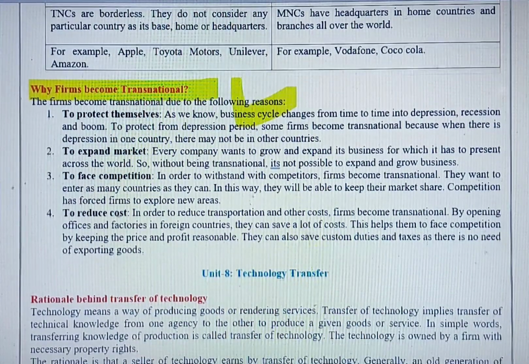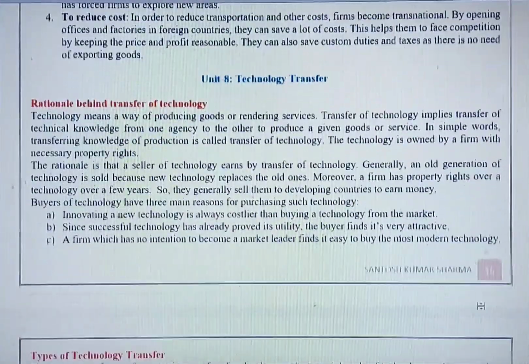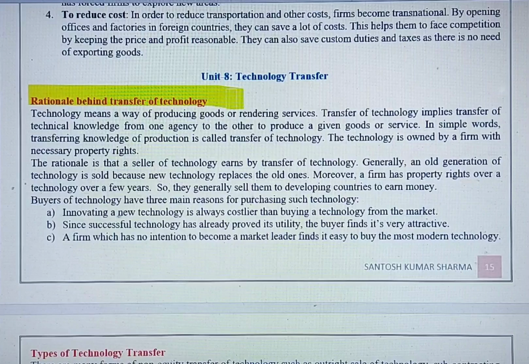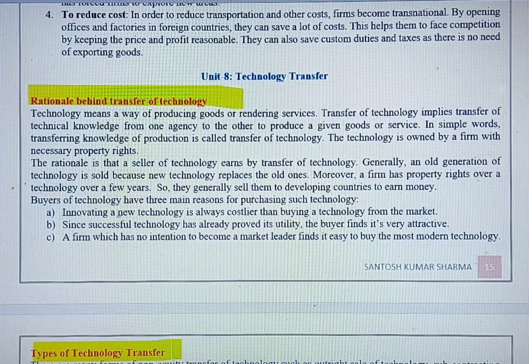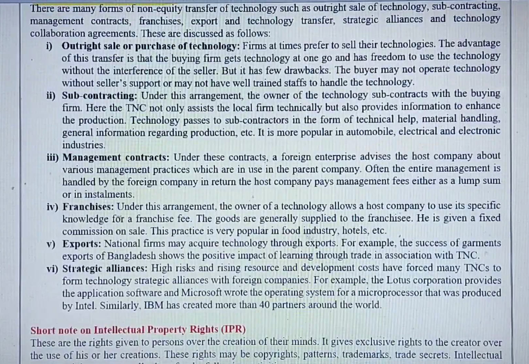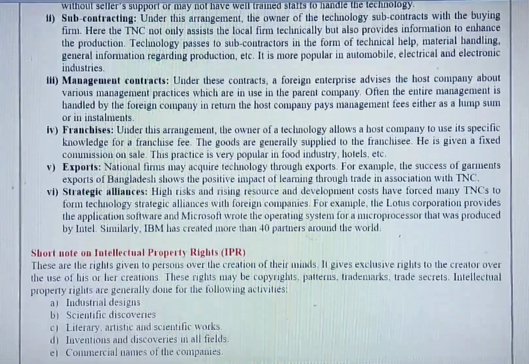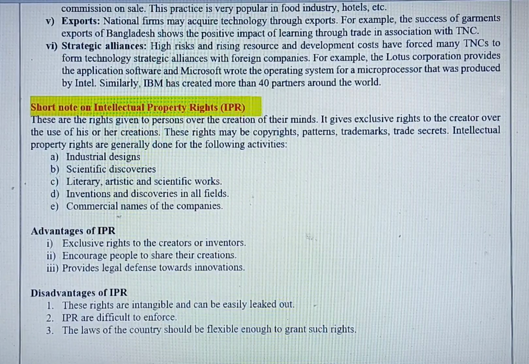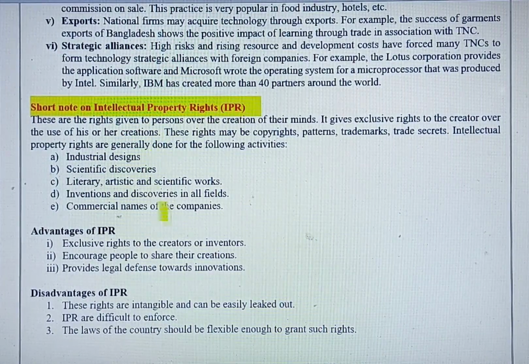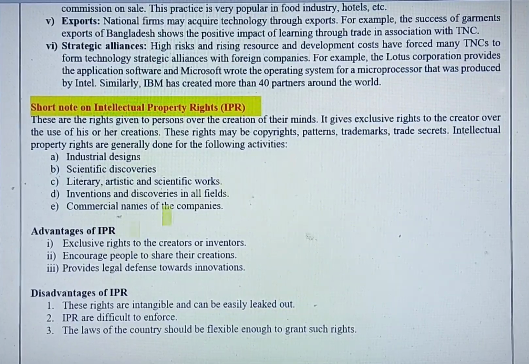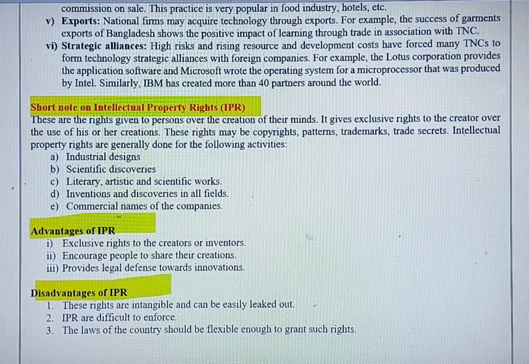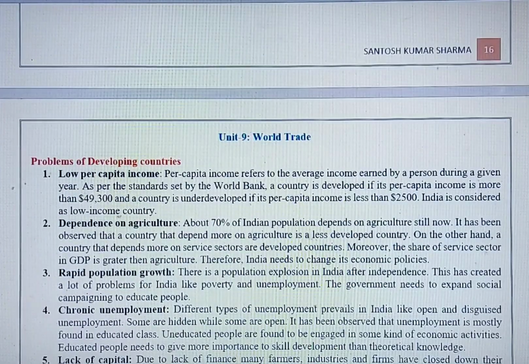Unit 8 is on transfer of technology or technology transfer. What is the rationale behind this? Why does a company do transfer of technology and what are the different types of transfer of technology that are being practiced by firms. The next important question is on IPR. Now, this is again a question that you cannot skip in any way. And IPR, what are the different types of IPR? That also you can revise, the different advantages and disadvantages of IPR, intellectual property rights.